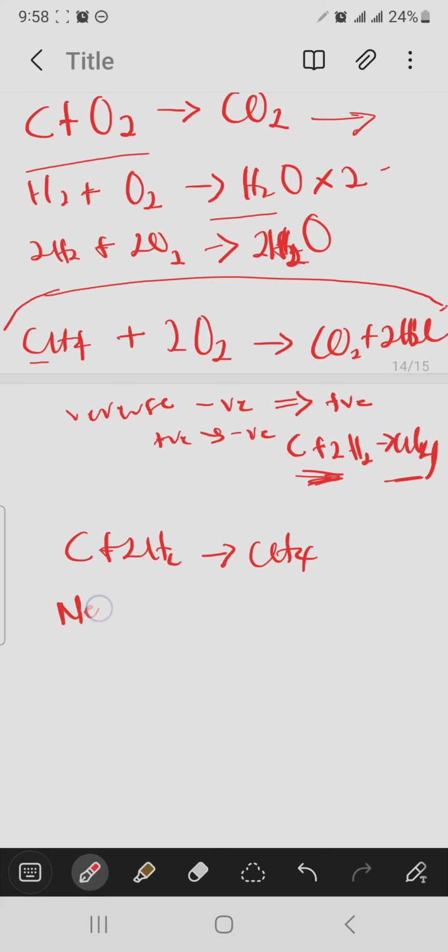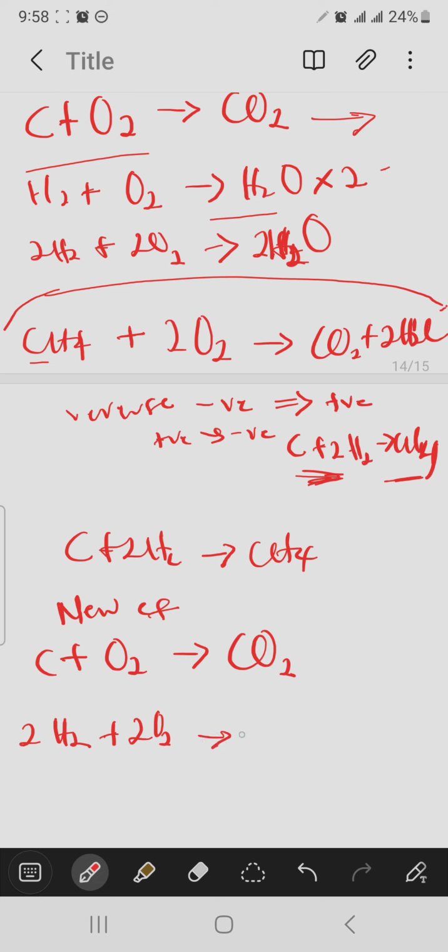The new equation now is C plus O2 gives us CO2, and I have 2H2 now, because I've already multiplied by 2, plus 2O2 gives 2H2O. Now I want to cancel this and this.